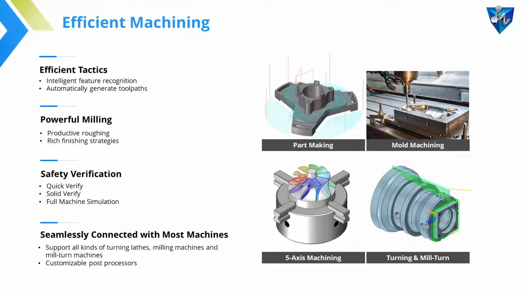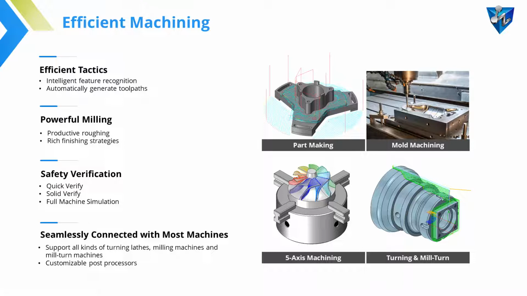The previous content is about CAD. Let us introduce the CAM now. We have a lot of efficient tactics. It can recognize the features automatically and generate a toolpath, and the powerful milling can help you do the roughing productively. For finishing, there are rich finishing strategies for usage. After creating the toolpath, we offer several ways for you to make sure the manufacturing is safe, including quick verify, solid verify, and full machine simulation.